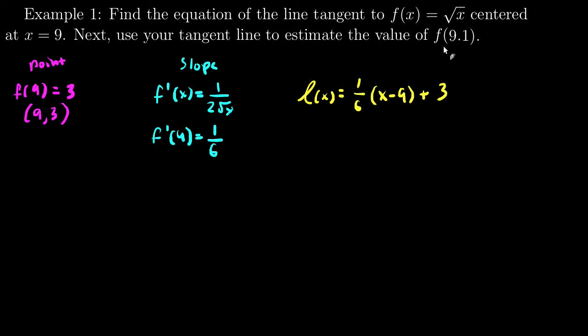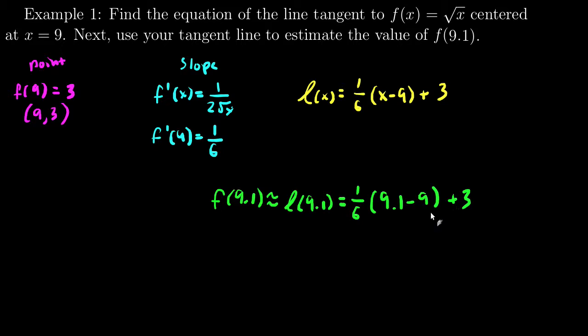And now I can use it to estimate this value by saying, okay, 9.1 is close to 9, so f of 9.1 must be close to L of 9.1, which is equal to 1/6 times 9.1 minus 9 plus 3. And every time I'm doing this linearization or linear approximation, this will end up being the delta x, the change in x, how far my x value I'm trying to find is from my center.